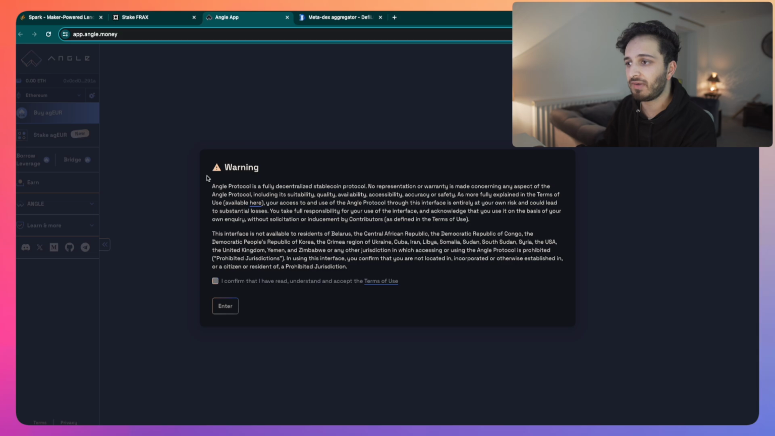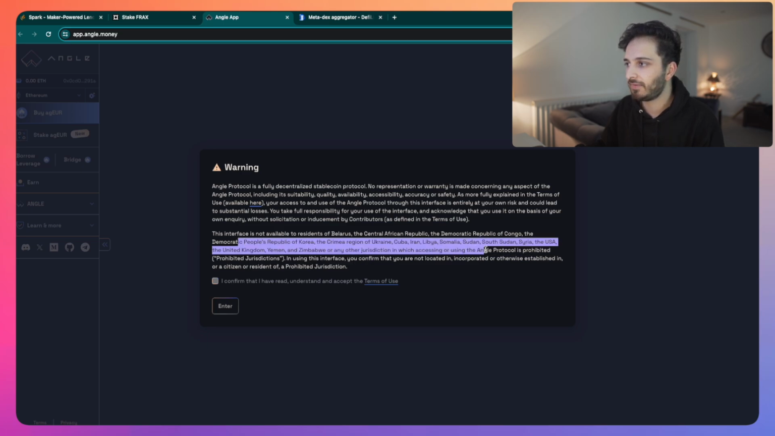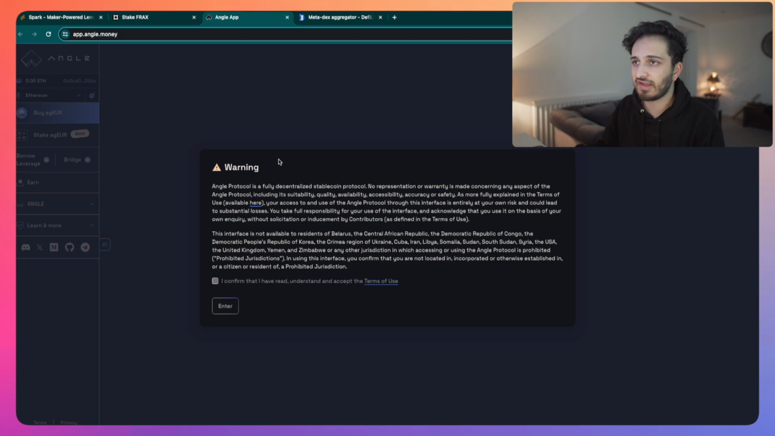And the last one that I'll talk about, I can't actually access at the moment. That's because they've geo-blocked me because I live in the UK. But you can actually use Angle Protocol if you don't live in any of these countries. They have a similar concept, but it doesn't involve US treasuries, it involves Euro bonds. So if you want to diversify and get exposure to Euro bonds instead, again, you can use Angle Protocol. It works in the exact same way.